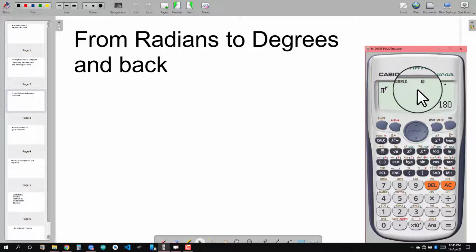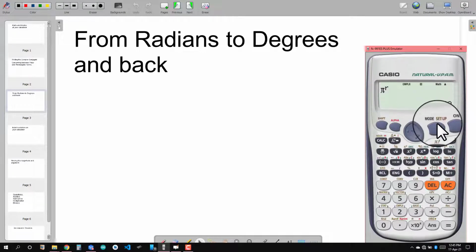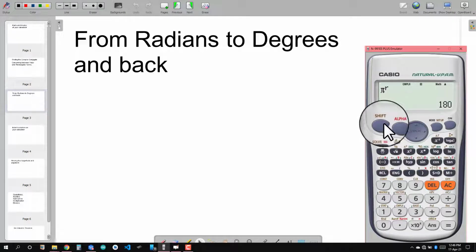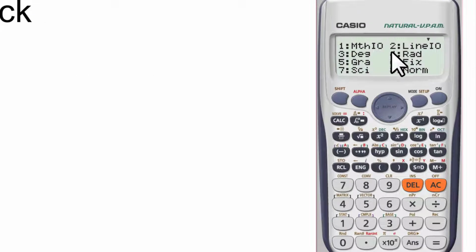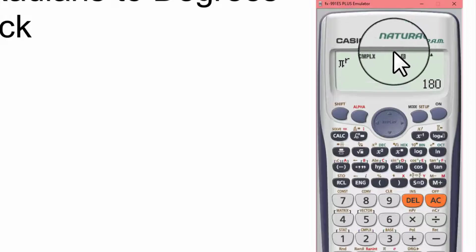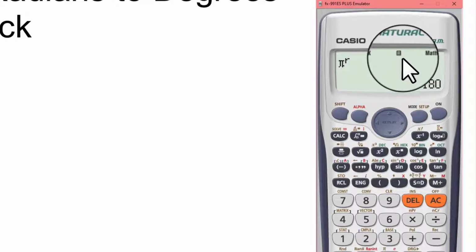Now we can change our mode using setup. As you can see, setup is in yellow, so we go to shift mode, which takes us to setup. And then in setup, degrees is number 3, radians is number 4. We press 4. So now you can see our status bar has shifted from D to R.